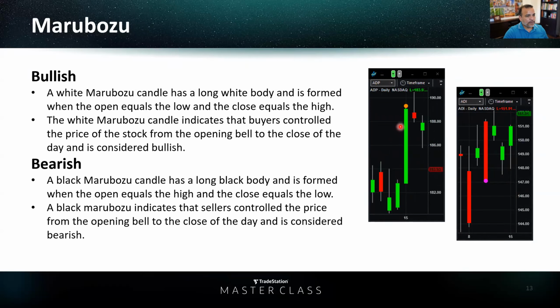It's a long green candle. And it's usually the open equals the low and the close equals the high. So it's kind of a very long candle without the wick. It happens on an up candle and also happens on a down candle. That's what's called a Marubozu.